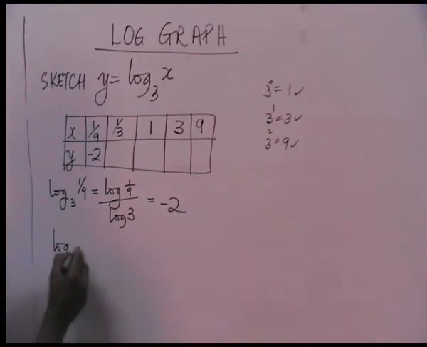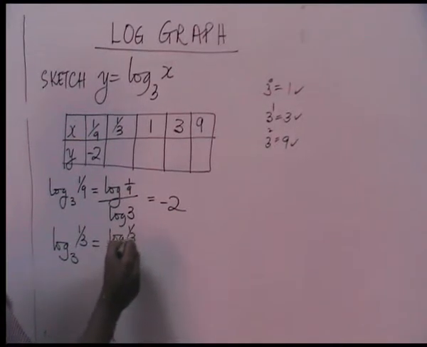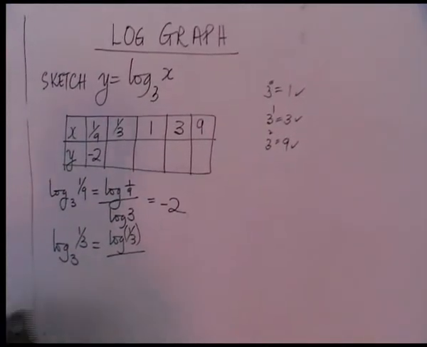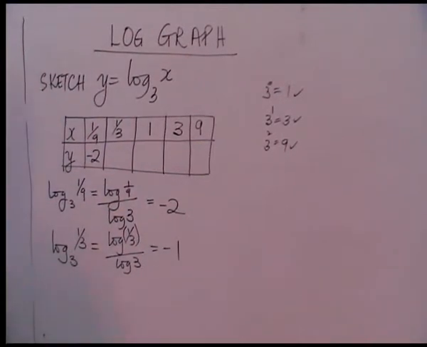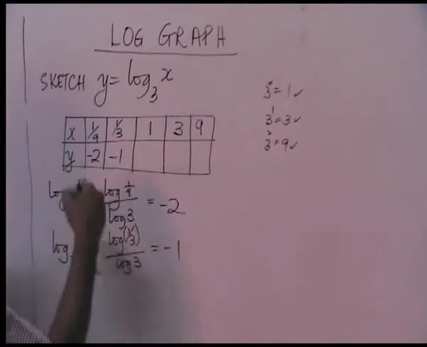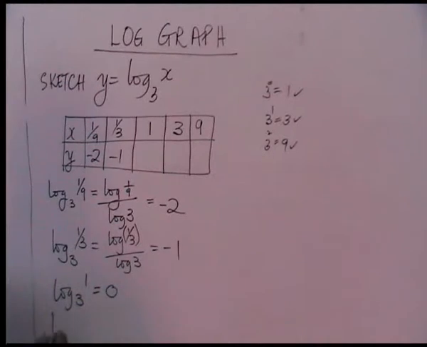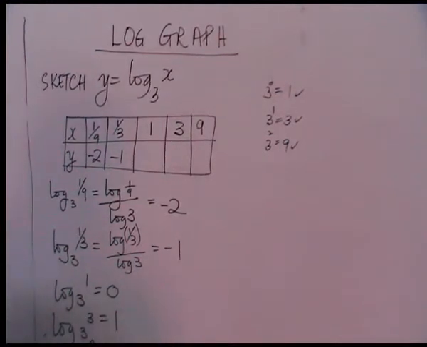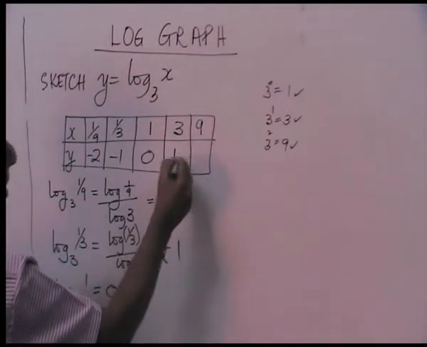Next one, log of 1/3 to the base 3 is equal to log 1/3 over log 3. Be careful how you put this in the calculator. Make sure you put it in a bracket. And you get minus 1. And similarly, you continue. Log of 1 to the base 3 is equal to 0. Log of 3 to the base 3 is equal to 1. Log of 9 to the base 3 is equal to 2. Keep changing base, putting it in the calculator, and you get the values.